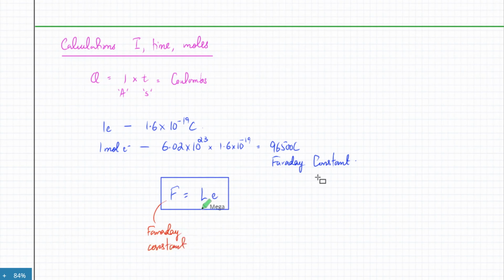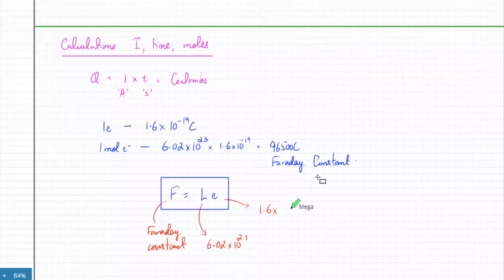L over here is the Avogadro's constant. And E over here is the charge on one electron. It's 1.6 times 10⁻¹⁹ coulombs. Right? Is this clear to everyone? Zaib, Zoha, Minahe, Librar. Yes, sir.